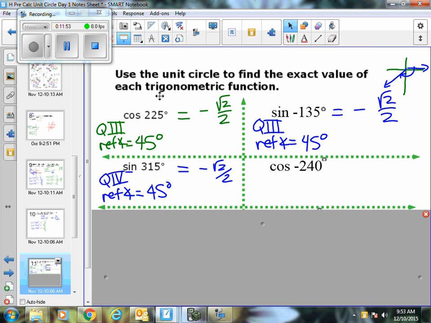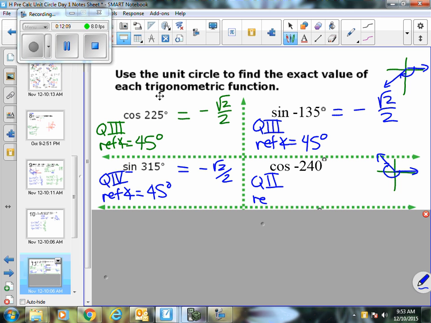All right, cosine of negative 240. So again, using that negative angle, let's talk about where that would be. Negative 240, this is to figure out what quadrant we're in. Halfway around would be 180. We're going to go past, we're going to be up here in quadrant 2.